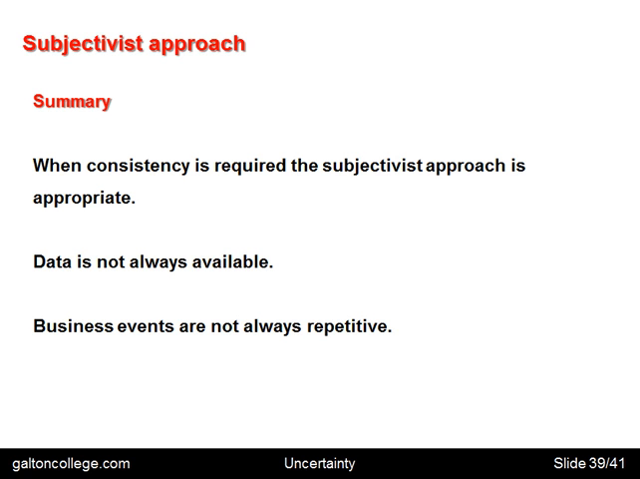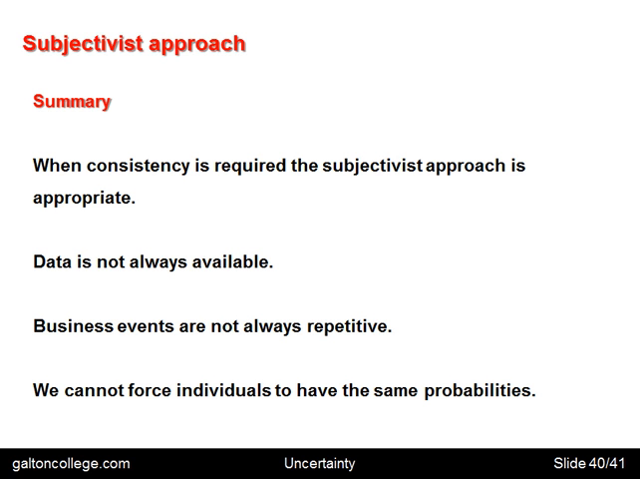So business events are not always repetitive, and that's a big problem. So the subjectivist approach is probably the only approach available. It's subjective probability. It can't be objective. We can't work it out mathematically or scientifically. And with the subjective approach, we can't force individuals to have the same probabilities. There will be a diversity of opinion.